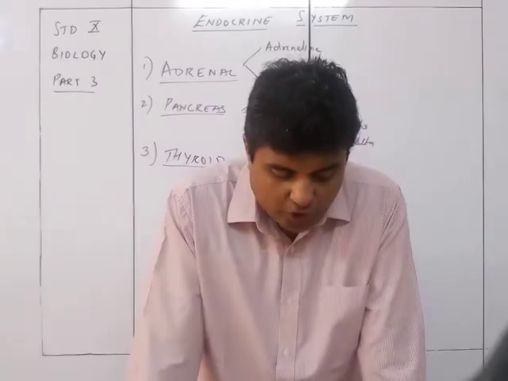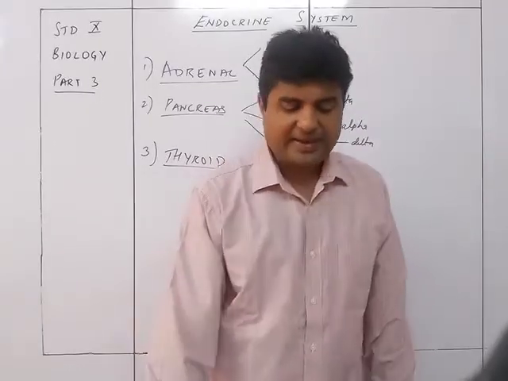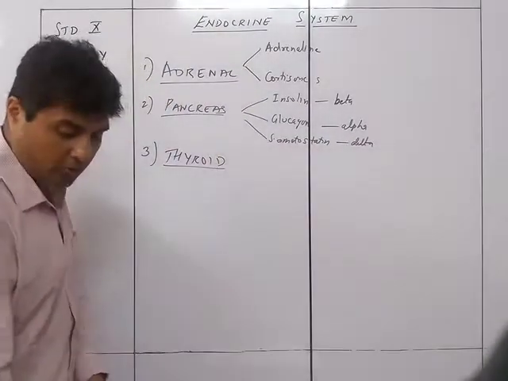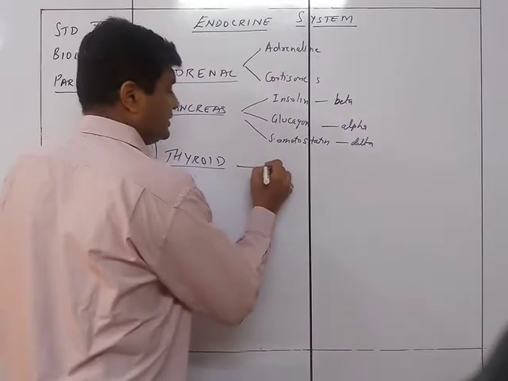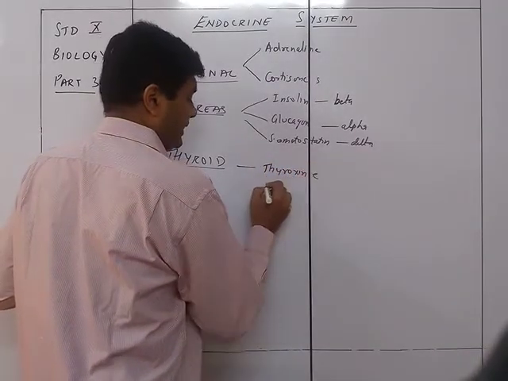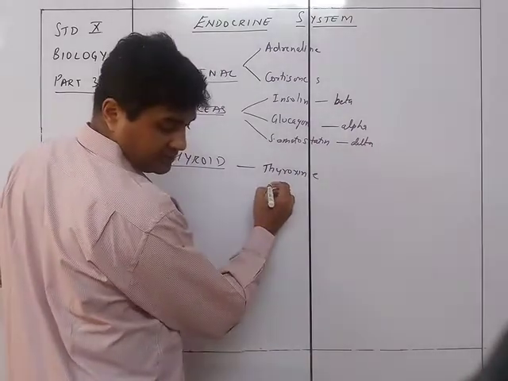It secretes two hormones, thyroxine and calcitonin. So this produces two hormones. One is thyroxine and the other one is calcitonin.